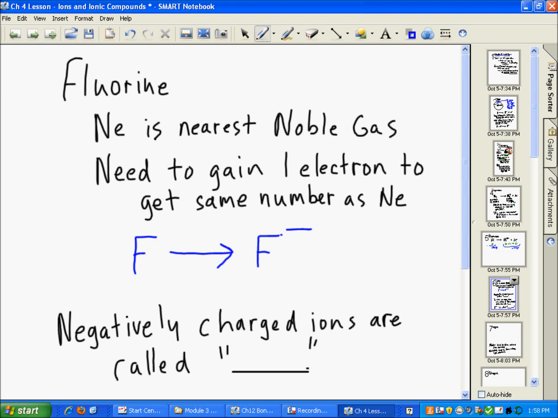So that will be the process, going from a fluorine atom to a fluorine negatively charged ion. And again, we need to figure out where the electrons are going to go. They can't go on the right, because if we put electrons here, the right side is just going to get more negative. So they're going to have to go on the left side. And we only need 1 electron, so we'll just write it as e minus plus F will give us an F negative ion.